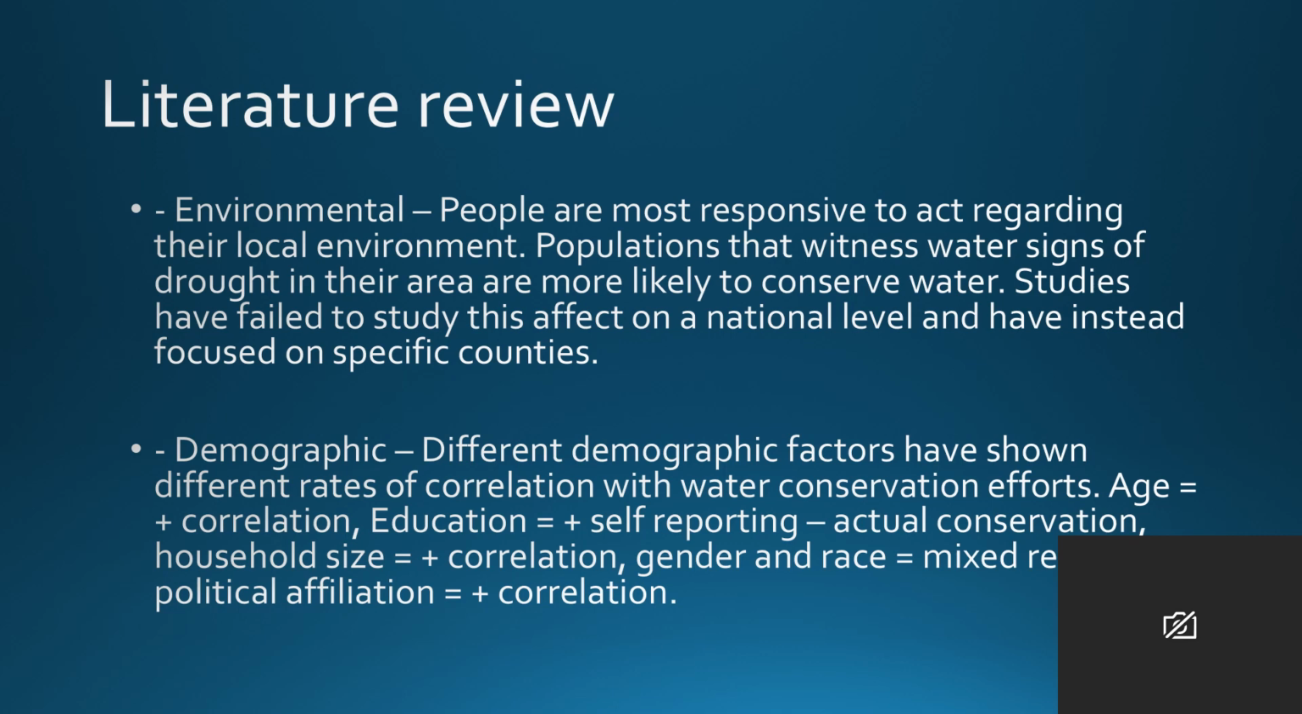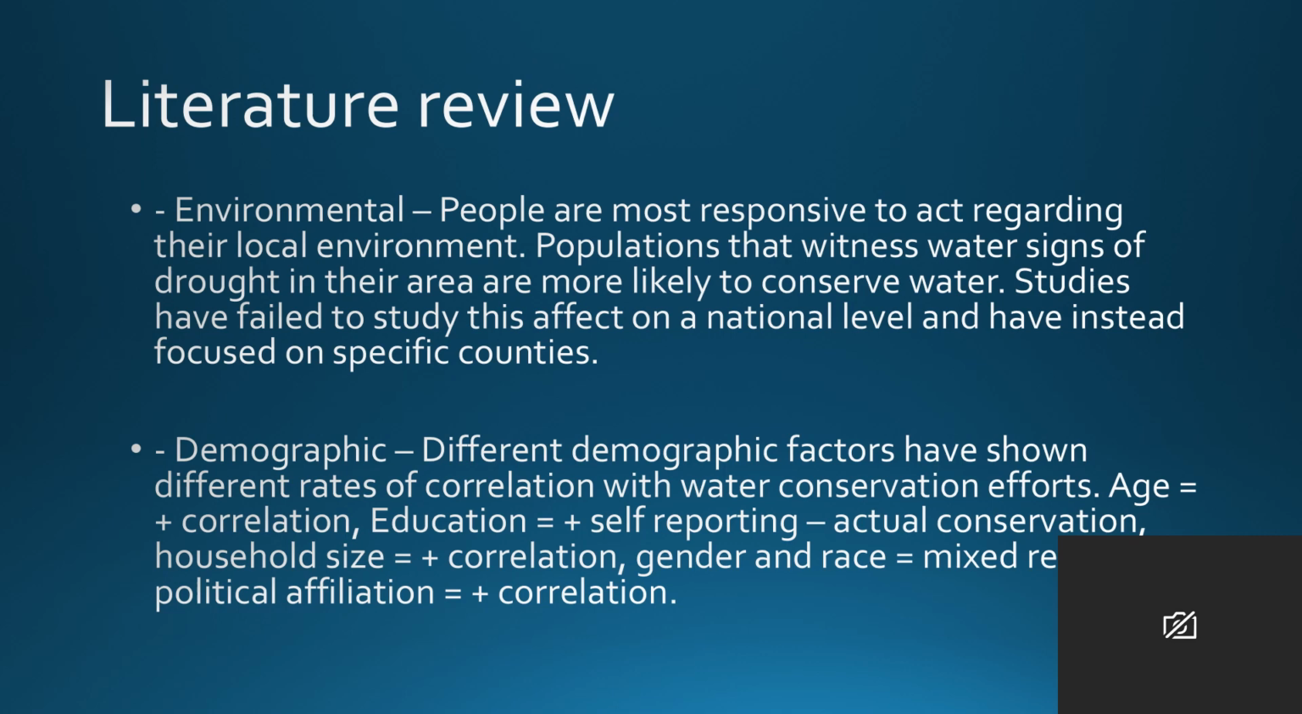And there's the demographic grouping. So different demographic factors have shown different rates of correlation with water conservation efforts. Age, from previous papers, shows it has a positive correlation. So older people are more likely to conserve water when they're supposed to. People who are of higher education report higher levels of self-reported conservation, but they don't actually show any more conservation, or at least that's what previous papers have found. They just say they conserve more water, but never actually do.